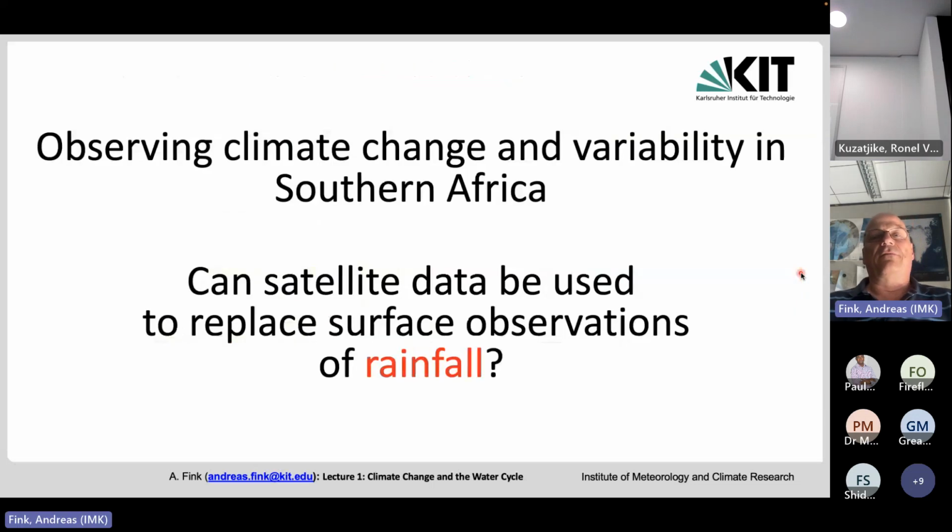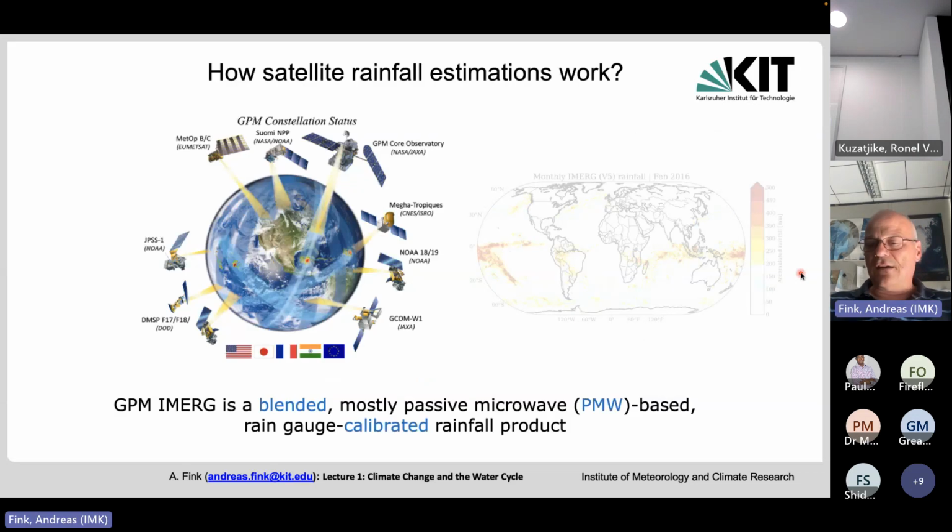Okay, so when you work in Africa as a meteorologist or hydrologist and you want to have precipitation as input for your hydrological model, for example, can you actually say, I don't care about these problems and qualities in surface station data, I use satellite data, and can they be used to replace surface observation of rainfall? Okay, here you need to know some key issues of how satellite rainfall is actually estimated.